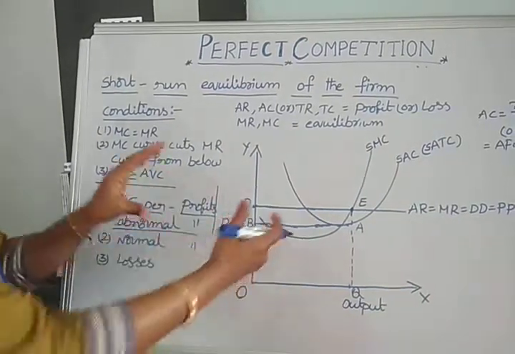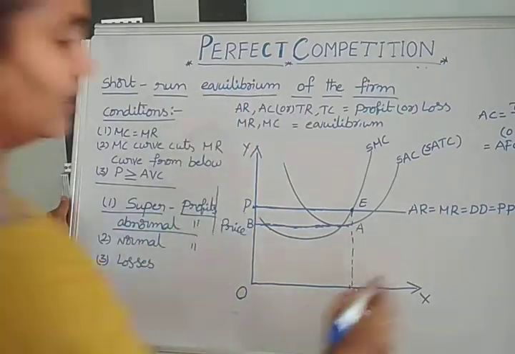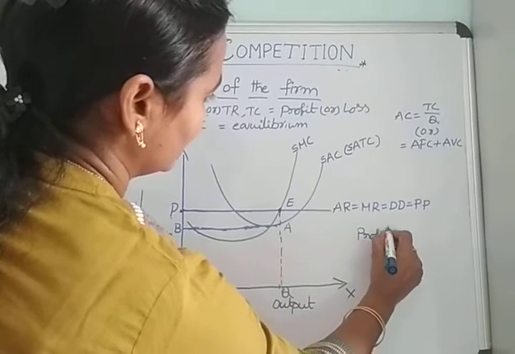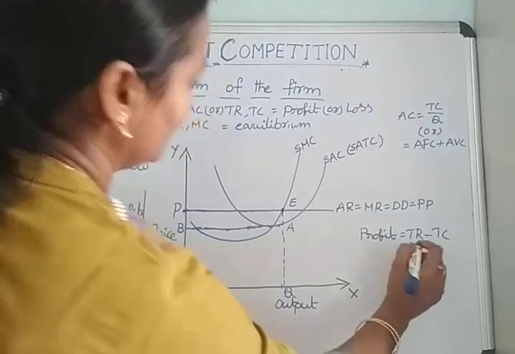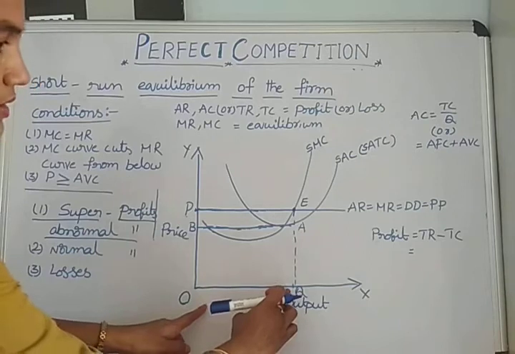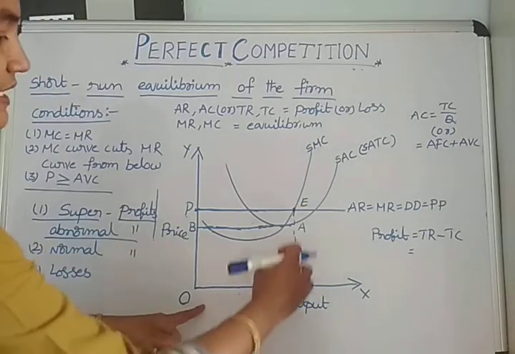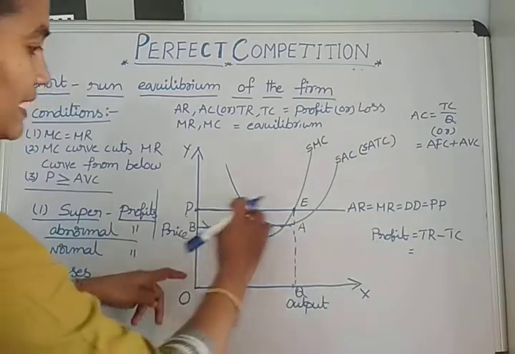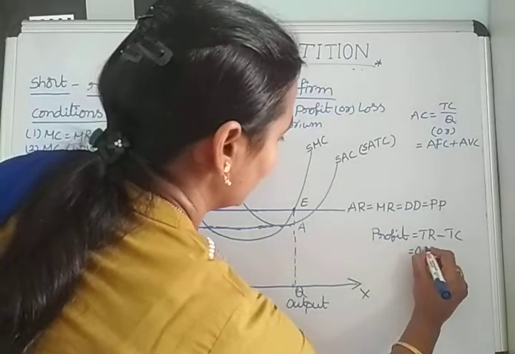Then how do we find whether the firm will be getting profit or loss? We use this: profit equal to TR minus TC. The producer is producing this quantity of output. Then how much revenue are they getting? Where this output line touches the revenue curve, that is the revenue. So taking it completely, OQEP level of revenue will be received by the producer.